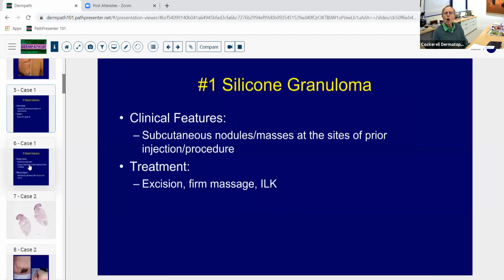This is silicone granuloma. If you get this, they're hard to get rid of. You have to excise them. Some people will inject them with some steroid to try to decrease the inflammation that's there, massage, things like that. That helps. But unfortunately, once this stuff is in there, it's kind of in there forever, and it's hard to really go away. So you have to kind of decrease the inflammation.